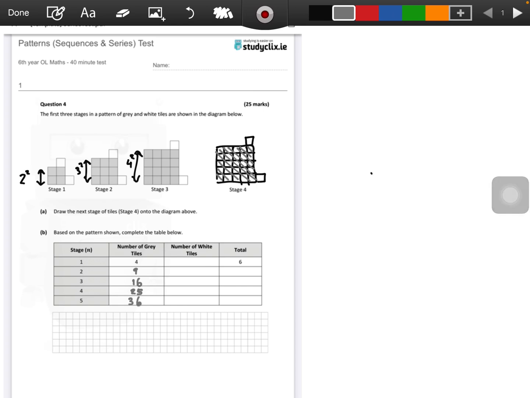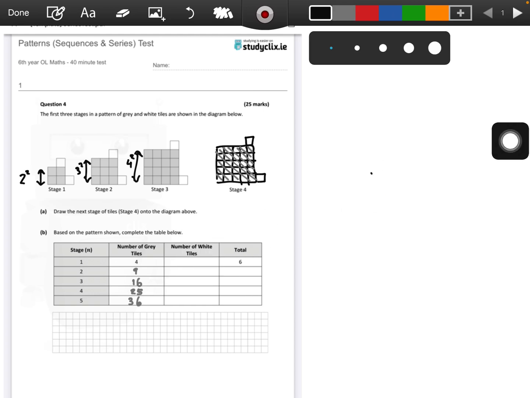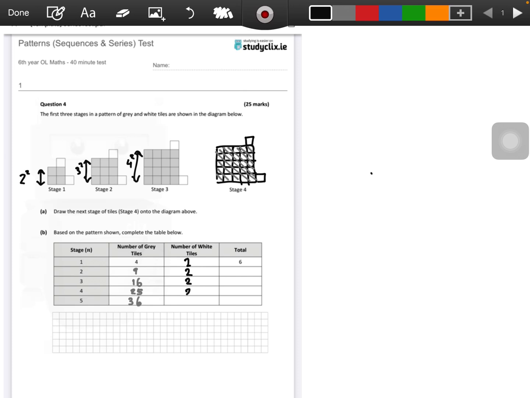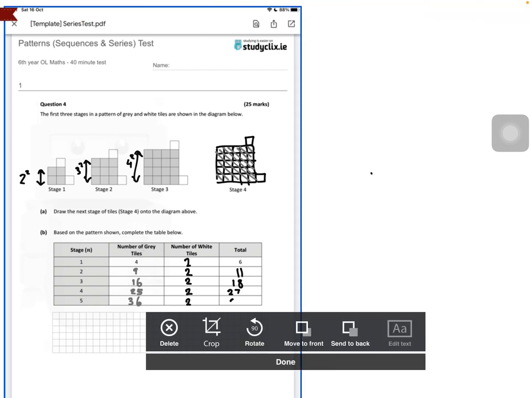I don't even have to draw that, but if we weren't sure, we could just draw the next stage and then count up how many squares it had. The number of white tiles never changes. It's always been 2. So my total is always just this number plus the 2. So 9 plus 2, I get 11. 16 plus 2, I get 18. 25 plus 2, so 27. And then 36 plus 2, I get 38.